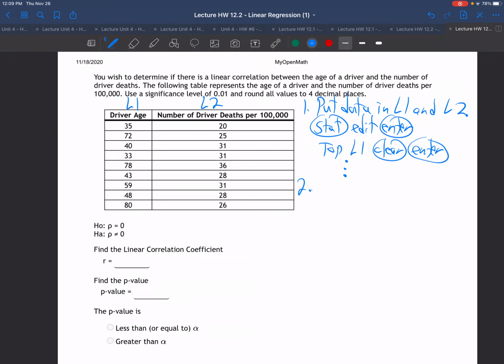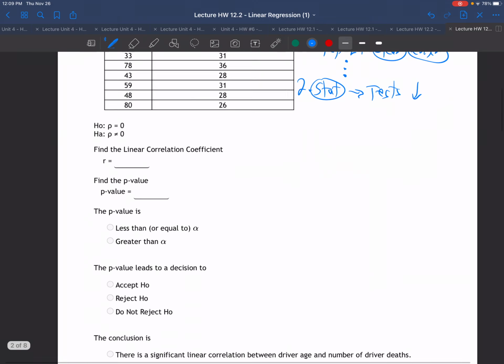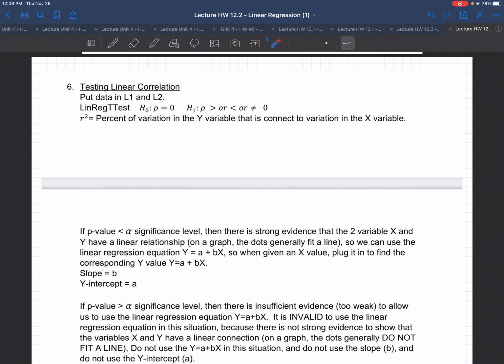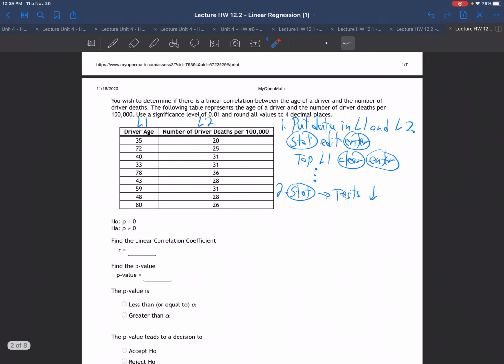Step number 2. Then you're going to go to Stat and go over to Tests and go down. See what I'm doing right here. If it's following the notes, it says go to the linear regression t-test. So let's go there. We're going to go down to, what number is it? It looks like it's F, at least on my calculator. Might be the same on yours, depending if you have a TI-83 or 84. I think it might be the same, I don't know. Linear regression t-test, and hit Enter. That's where we need to go.